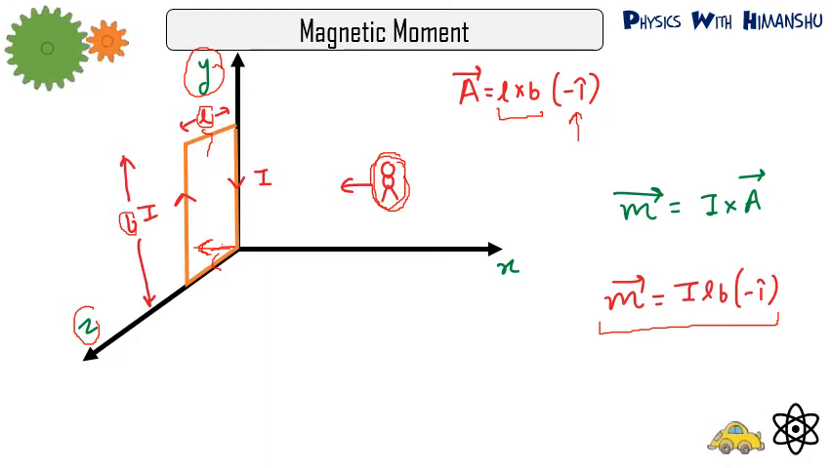Please remember how to calculate magnetic moment. You have to use some imaginative thinking here, because you have to stand here and then find out whether the area vector will be outwards, in i cap, or inwards, minus i cap.